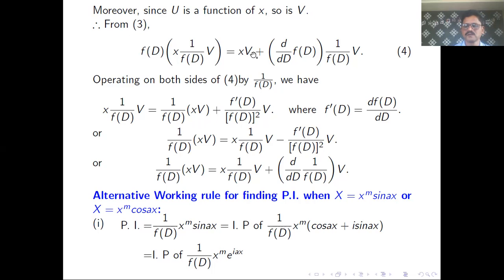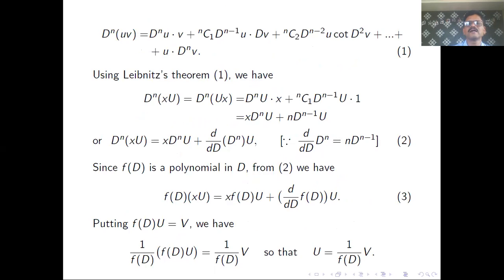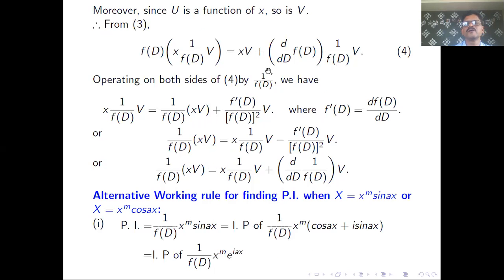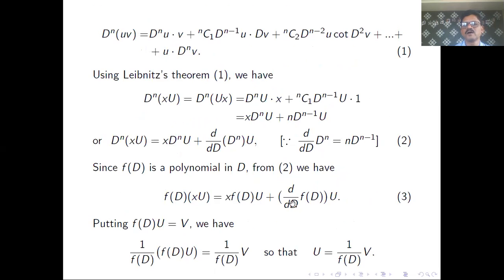Then further, what is the right hand side? Right hand side is x into f of D into u. x remains as it is. f of D into u is nothing but what we call v, so its value is substituted here, x into v, plus d by dD of f of D as it is, and this u replaced by 1 upon f of D into v. So friends, there is no problem up to here, this equation number 3. How does this proof follow?